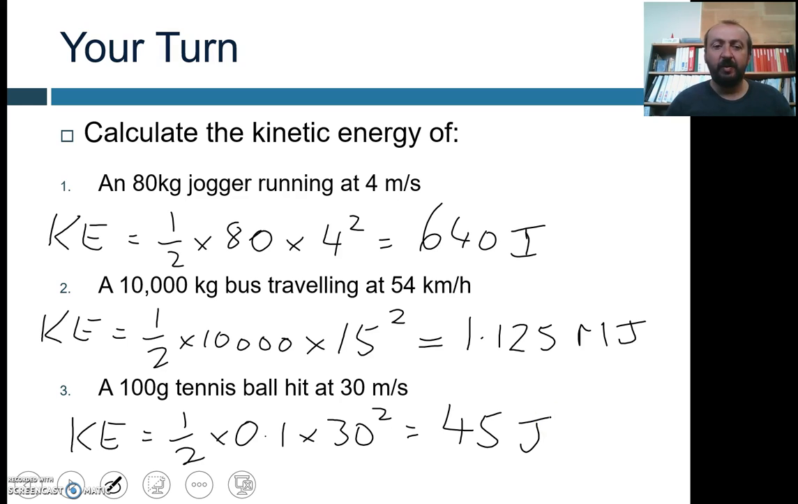Okay, so that just gives you a little bit of a sense of how this works. This is a person jogging, doing about 640 joules running at that speed. That's your energy of motion. A 10,000 kilogram bus traveling at that speed has a lot more. It's got a higher mass and a higher velocity. For the tennis ball, there's a very high velocity here, 30 meters per second, but only a very small mass. We ended up with a very small kinetic energy.